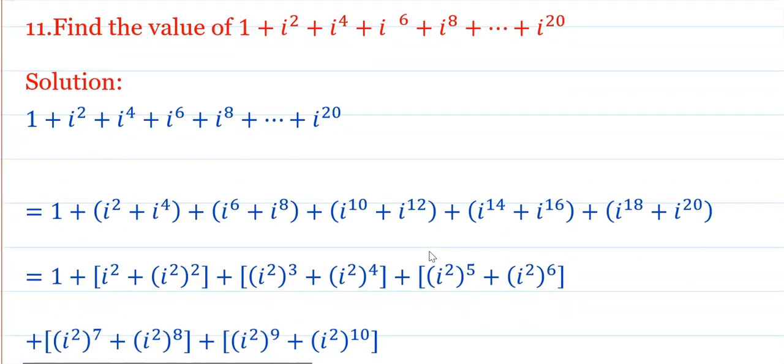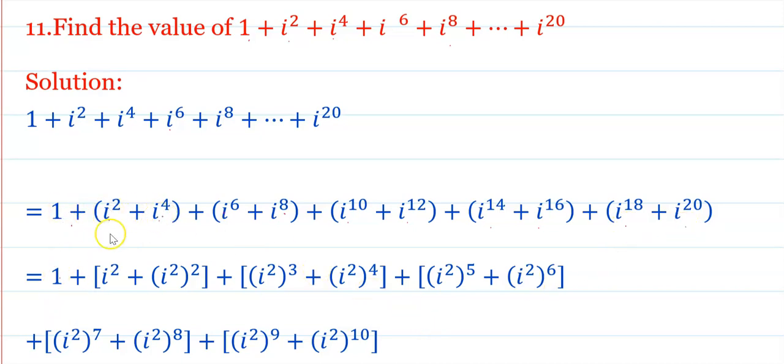Okay. Now the next question. Find the value of 1 plus i square plus i raised to 4 plus i raised to 6 plus i raised to 8, and so on, plus i raised to 20. Now this can be written as 1 plus i square plus i raised to 4 plus i raised to 6 plus i raised to 8. Next? i raised to 10, i raised to 12. Next? i raised to 14, i raised to 16. Next i raised to 18, i raised to 20. Keep this one as it is.